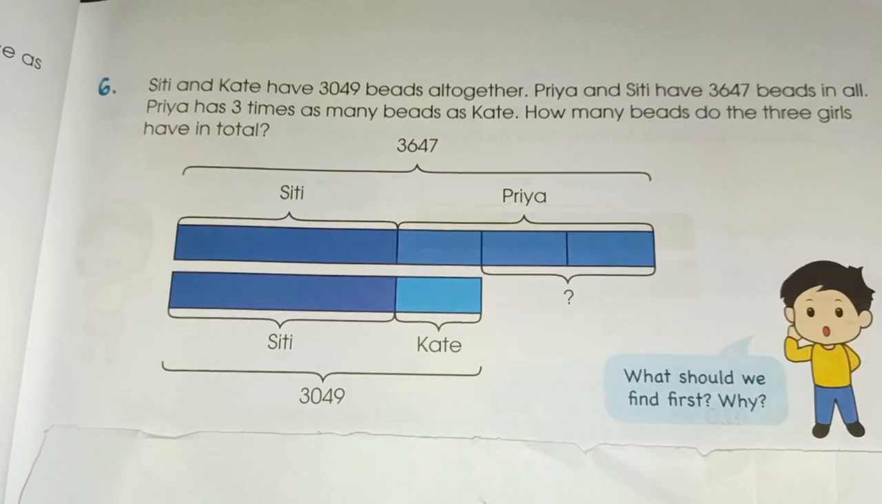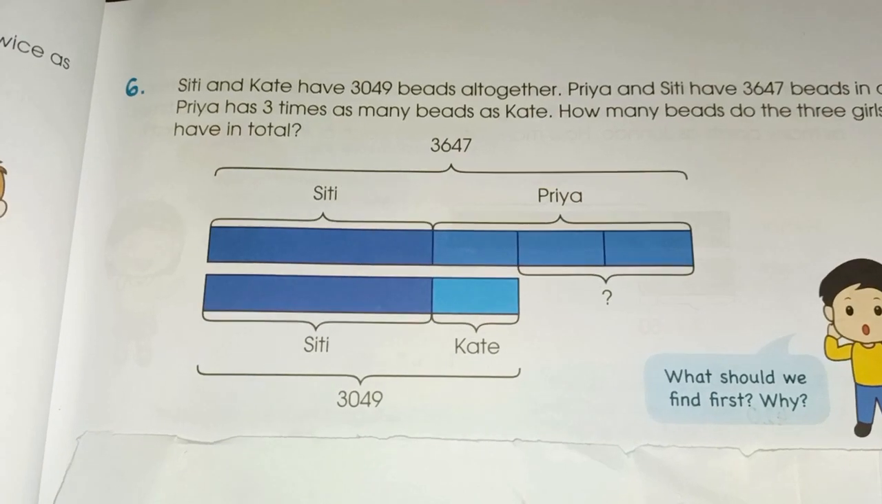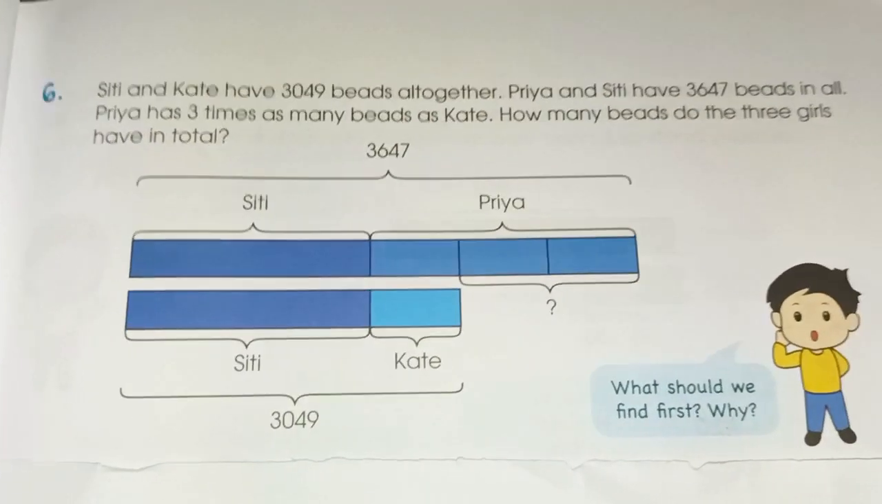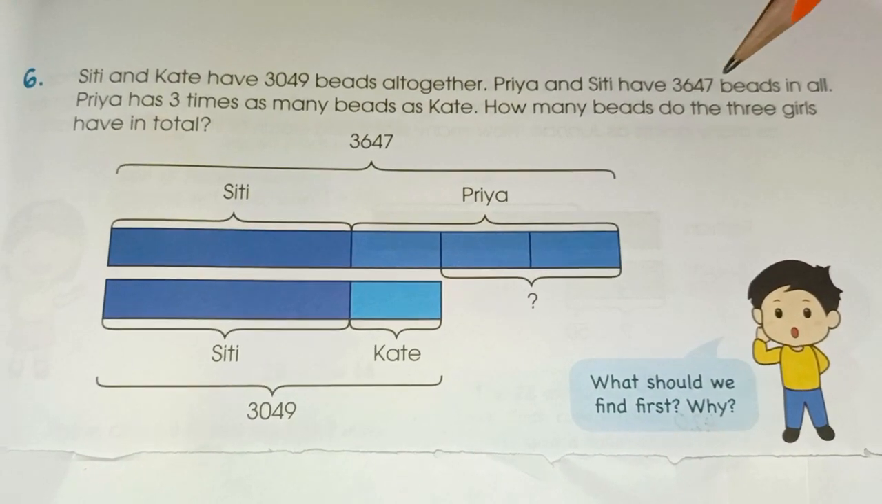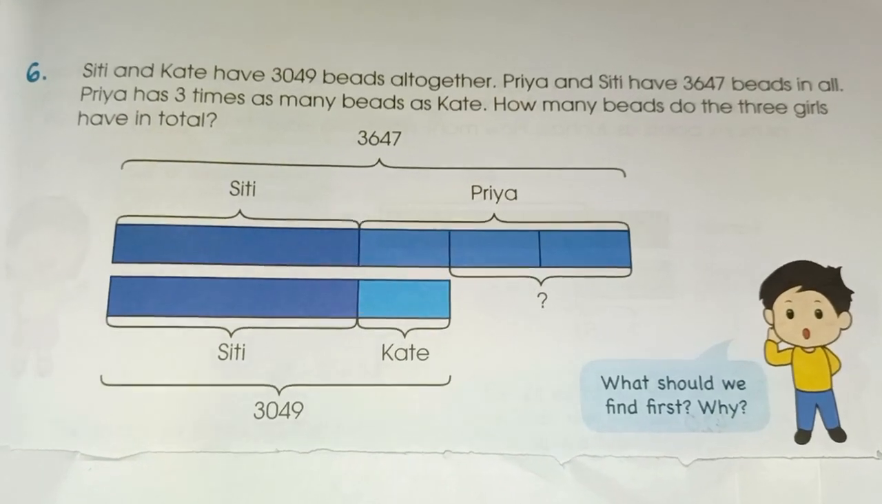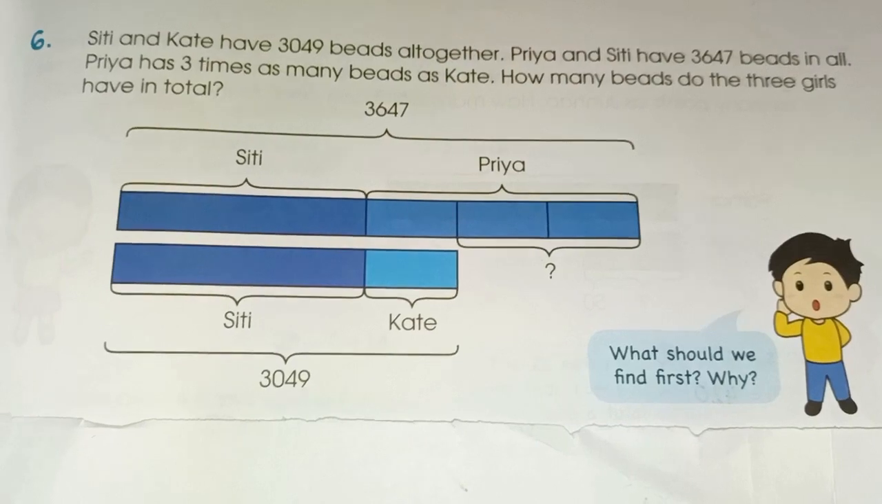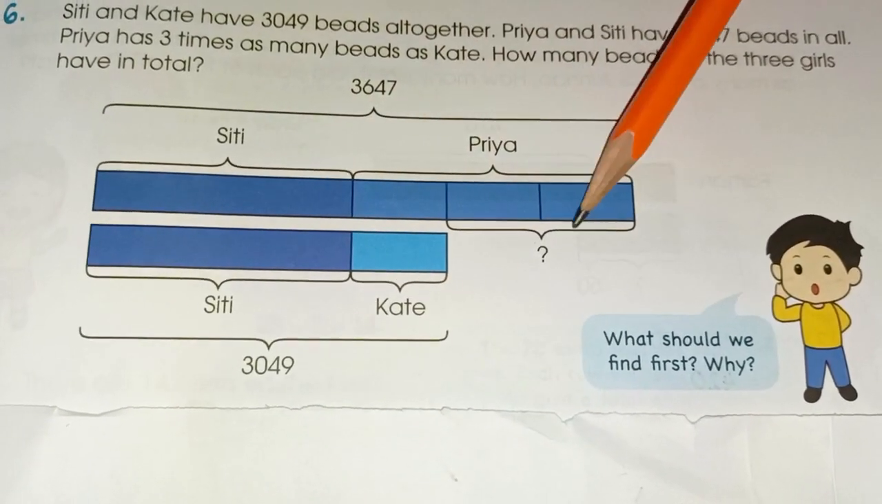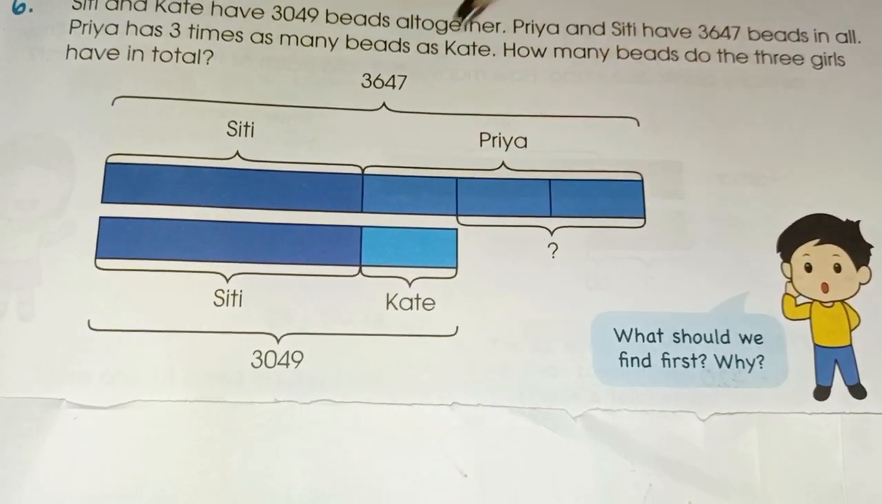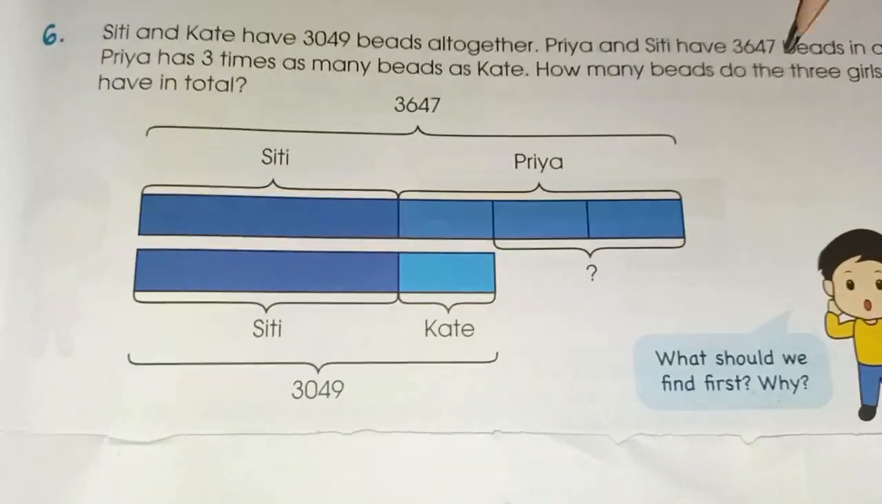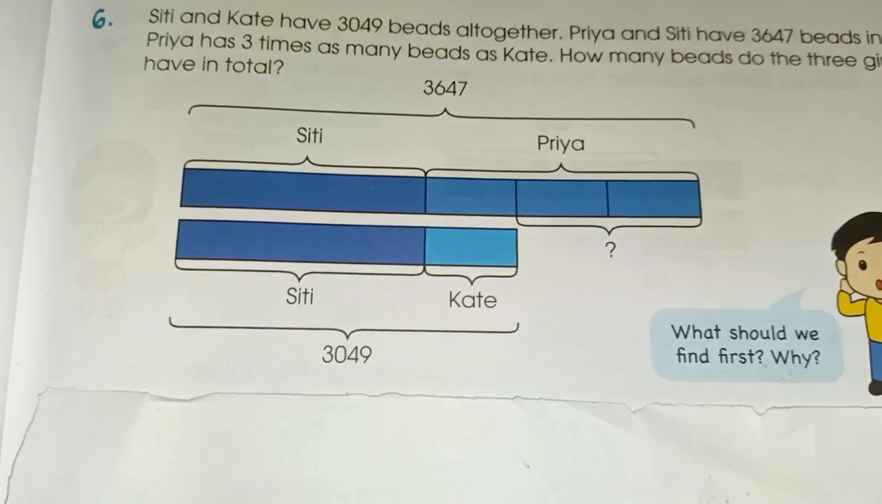Number 7 is, Cathy and Kate have 3,049 beads altogether. Priya and Cathy have 3,647 beads in all. Priya has 3 times as many beads as Kate. Here we have Cathy and Priya. Priya is having 3 times, so we make 3 units. How many beads do the 3 girls have in total?